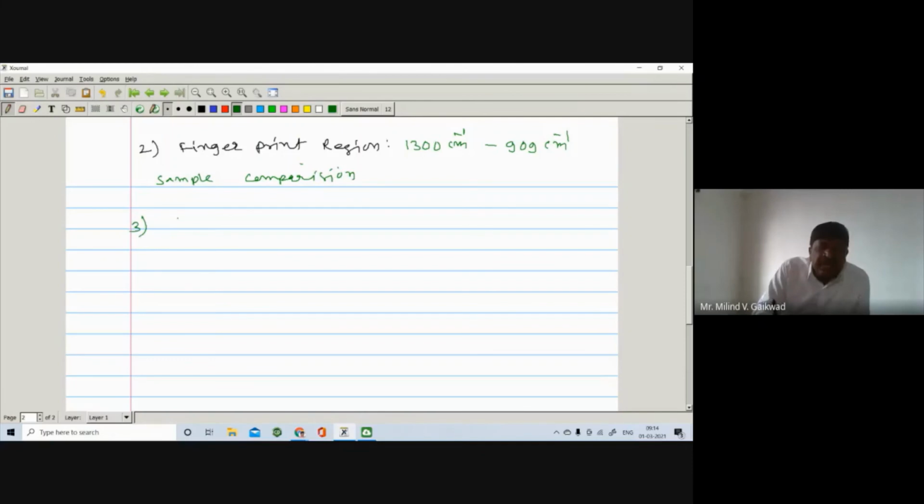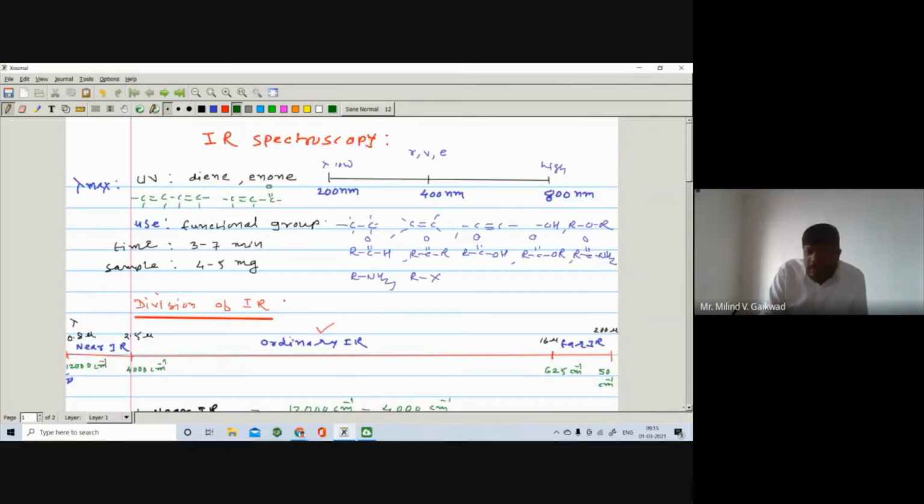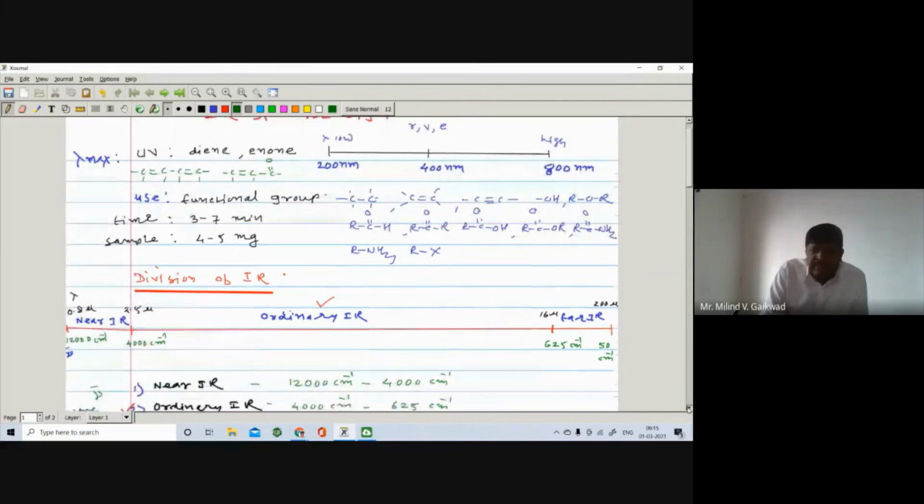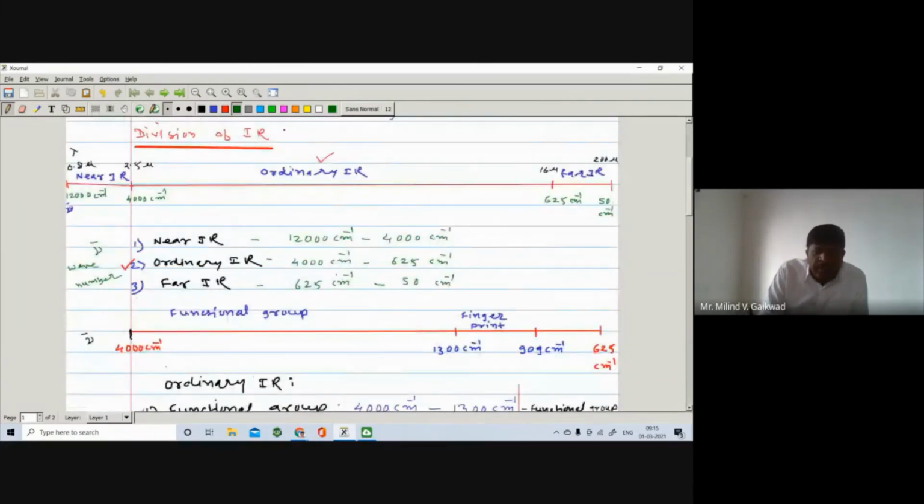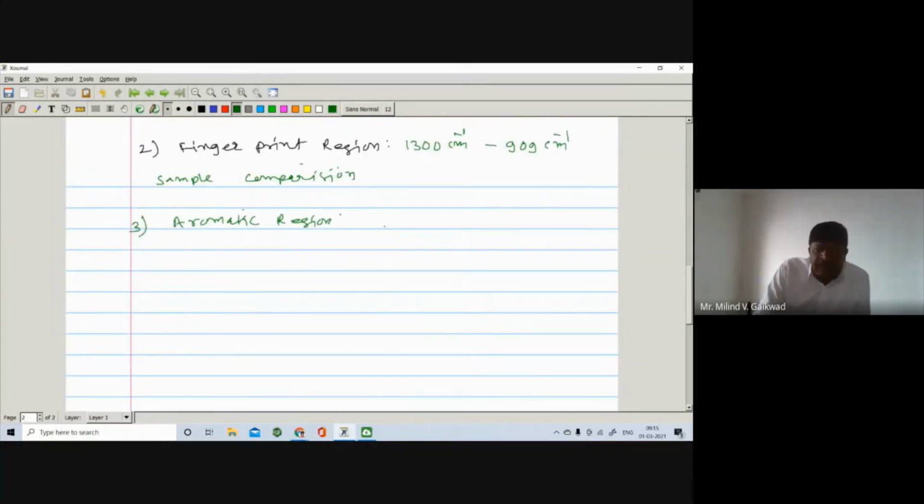And number 3 is the aromatic region. The aromatic region we have seen is from 909 to 650. So here it is from 909 to 650 centimeter inverse.